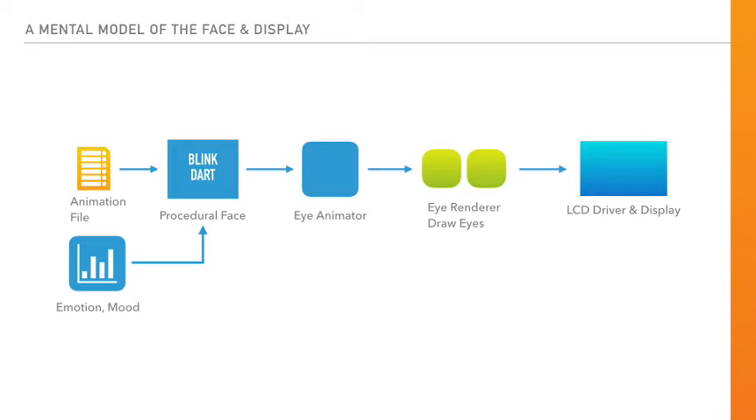The eye animator takes the combined animation steps, those keyframes and their transitions, and computes the intermediate values for all of the eye parameters for each image frame. Then the eye renderer draws the eyes into a frame buffer in a sophisticated fashion. Then the frame buffer is sent to the LCD.